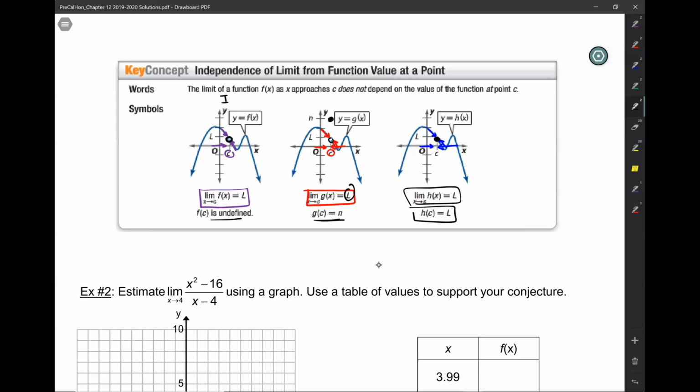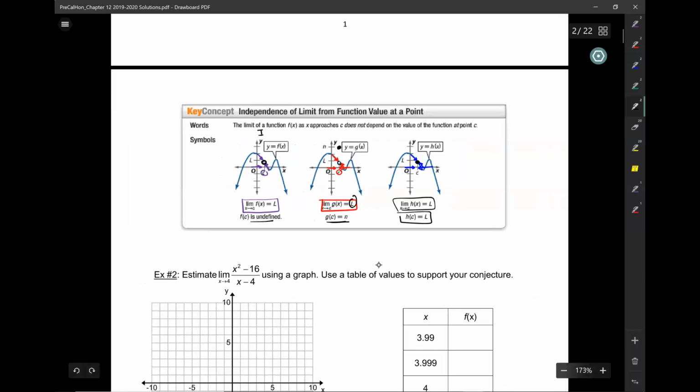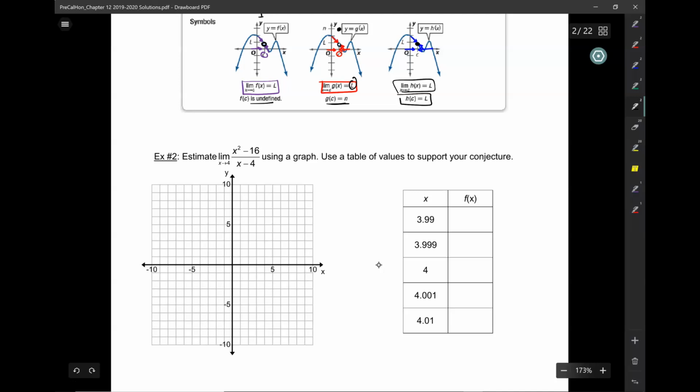So what this illustrates is the fact that it is irrelevant what the value of the function is at x equals c. It has nothing to do with the limit. In other words, the value of the function can exist at x equals c, or it can not exist at x equals c. It could be the same value as the limit, or it could be another value. It really is independent. The limit does not care about the actual value of the function at that given point. Okay, we're going to come back to this tomorrow and the next day and the next day.